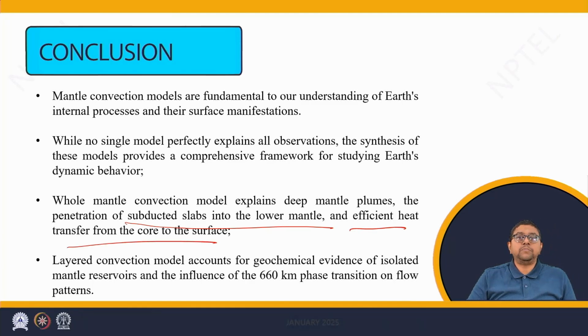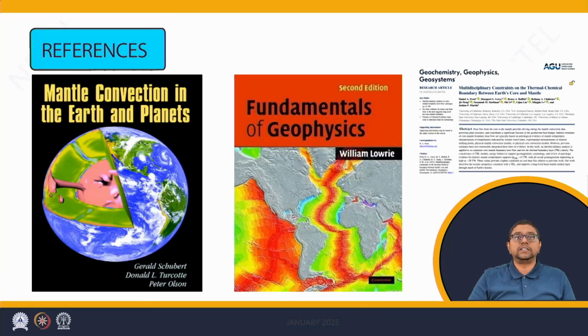However, the layer convection model reduces the heat flow estimates. It gives geochemical evidence of isolated mantle reservoirs. Also, it takes into account the 660-kilometer phase transition on the flow patterns. This phase transition is a transition in material properties at a depth of 660 km, which the layer convection model utilizes to improve the mantle convection patterns. Thus, the mantle convection model is an excellent example of heat flow processes in the Earth.